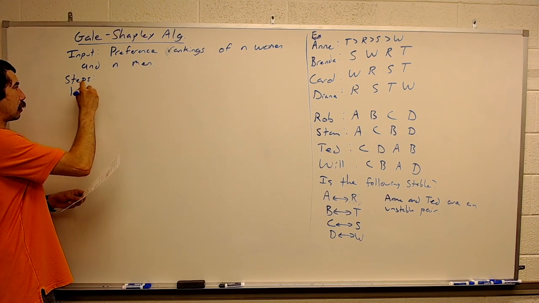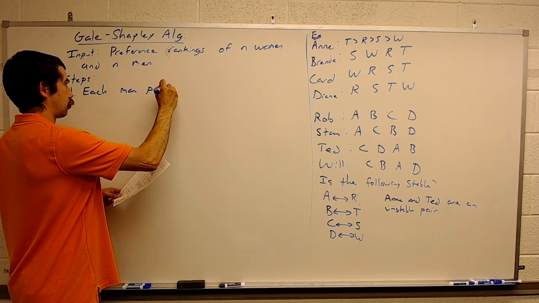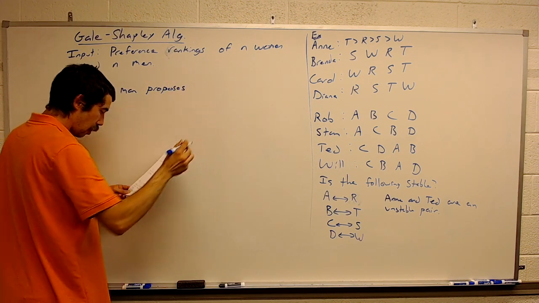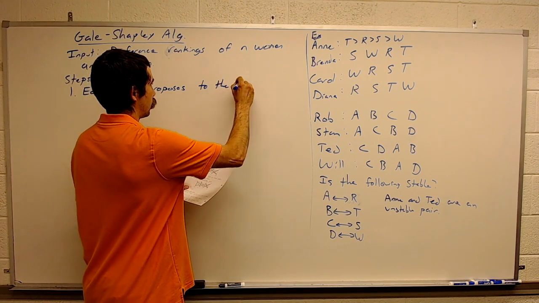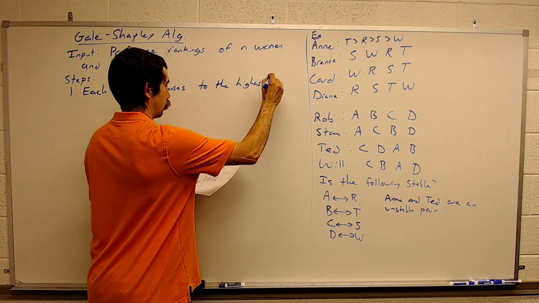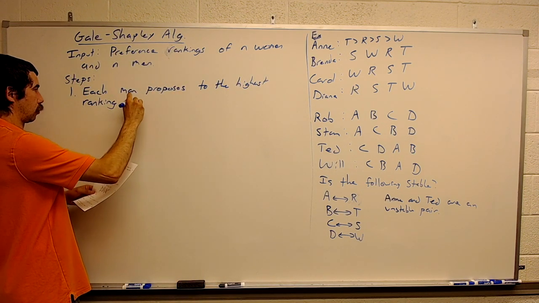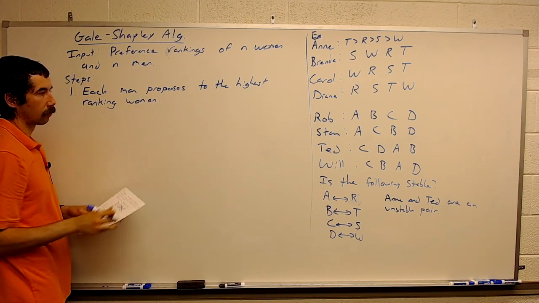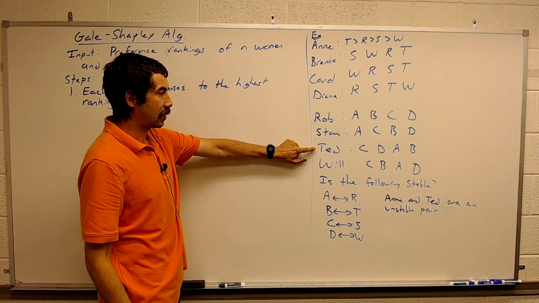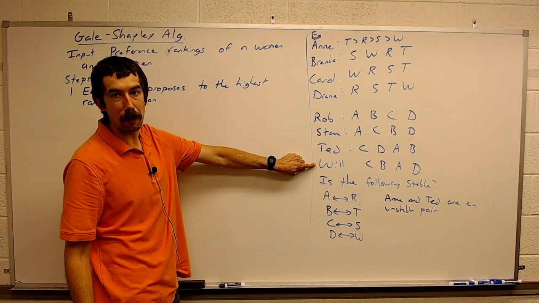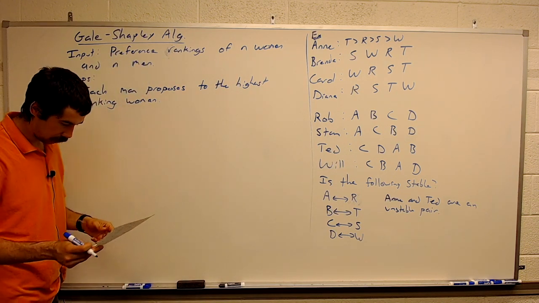Each man proposes to their highest ranking woman. Okay, so Rob would propose to Anne, Stan would propose to Anne, Ted would propose to Carol, Will would propose to Carol. Okay, now the ball is in the ladies' court.